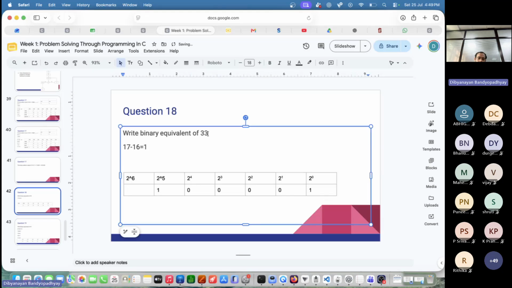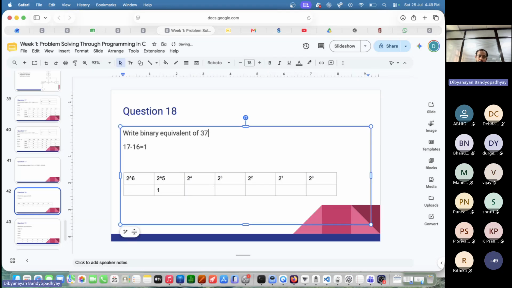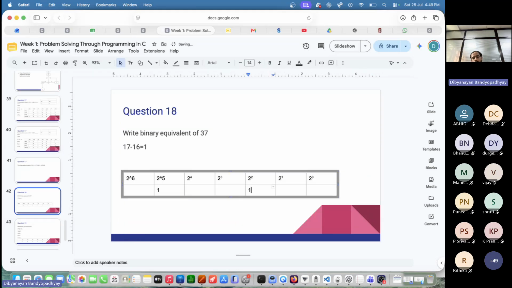Now let's say 37. How to get it? Just a second. Sorry, not even is the number. 37. Okay. So 2 to the power 5 is 32. So you place 1 here. How many bits are remaining? If I place 2 to the power 2, 1 into 2 to the power 2 is 4. 32 plus 4, 36 gone. So only 1 is remaining. I can place 1 here. So the other positions will get 0. Okay. Do you get it?